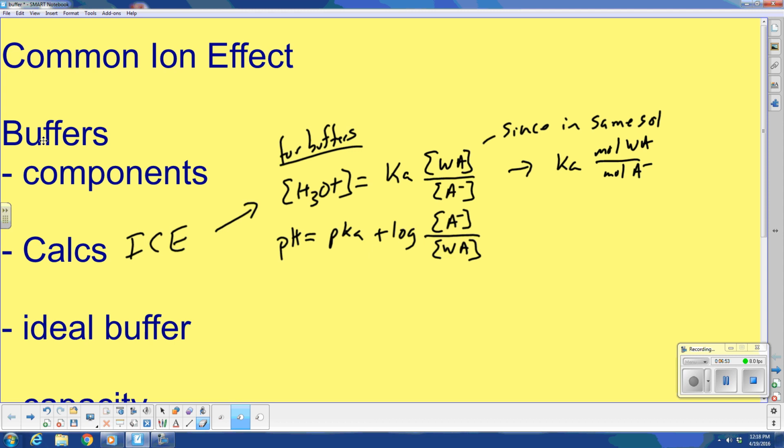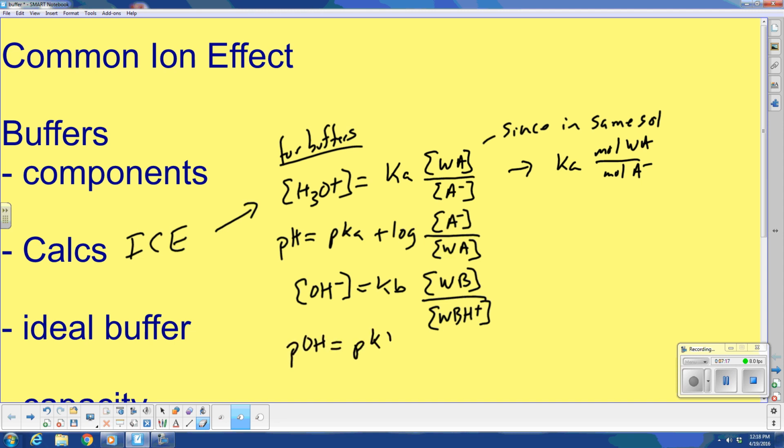If you have a base buffer, then it's just going to be flipped. Hydroxide equals Kb times the concentration of your weak base over the concentration of your conjugate acid. Once again, those can be mole over mole, and then pOH equals pKb plus the log of your conjugate acid over your weak base. All right, so those are the two calculations we do.